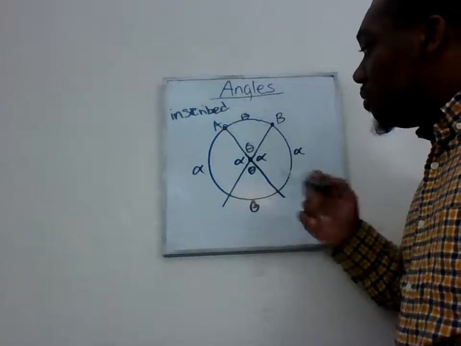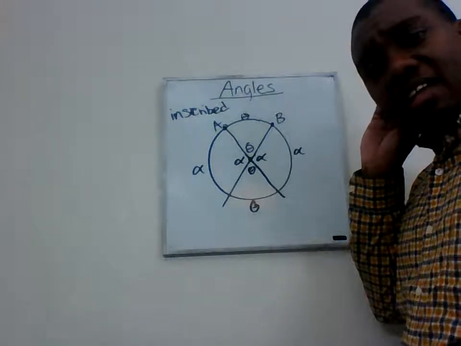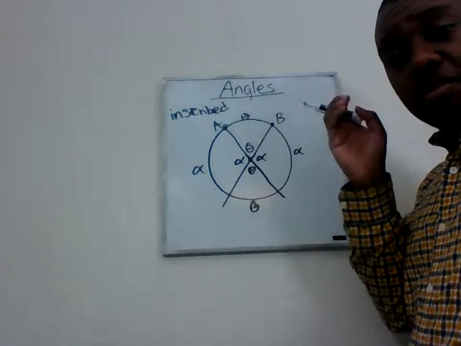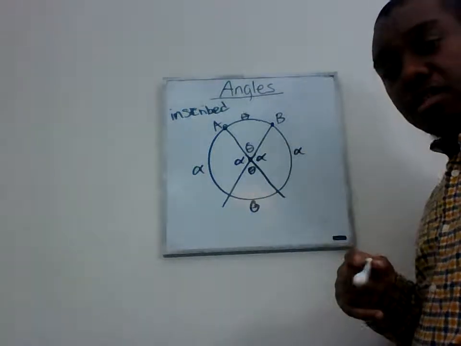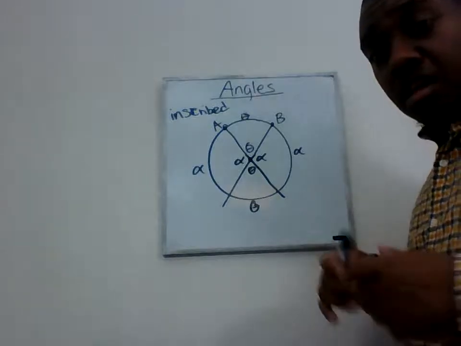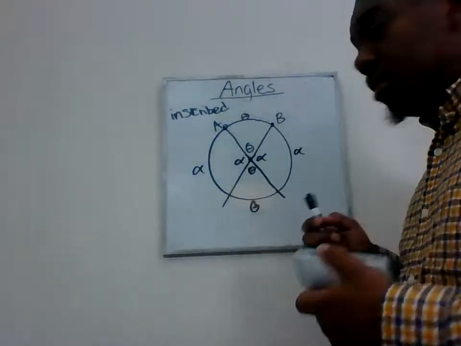Okay. What about if this intersection was not at the center? What if it was in a different place? Well, how would I be able to find these measurements? Okay. Well, let's take a look.